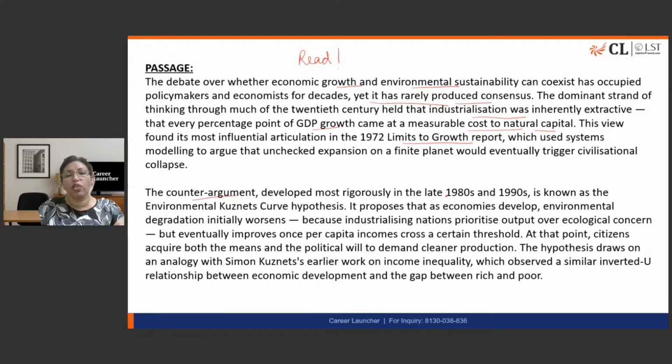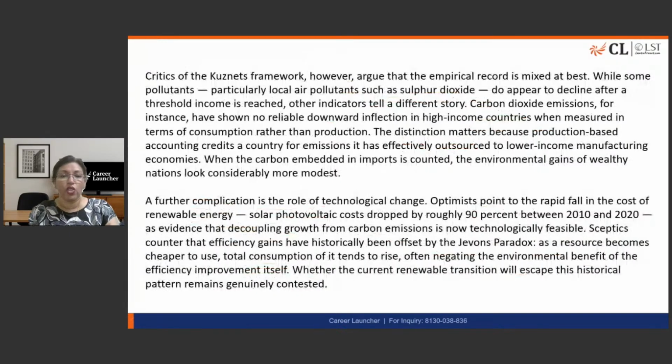Now, the counter argument, which was developed in the 80s and 90s, is known as the environmental Kuznets curve hypothesis. It says that as economies develop, environmental degradation initially worsens, but then eventually improves once per capita income crosses a certain threshold. Then the citizens acquire the means and the will to demand cleaner production. This hypothesis comes from Kuznets' earlier work on income inequality, which said there is an inverted U relationship between economic development and the gap between the rich and the poor. So that's your first part. Let's look at the second part of this passage. Take a minute, read, and then we will discuss again.